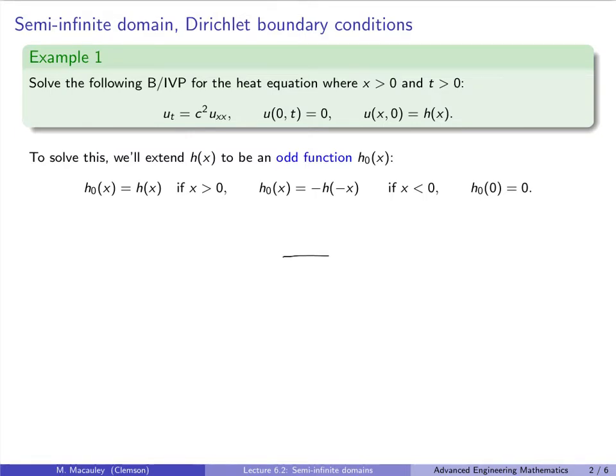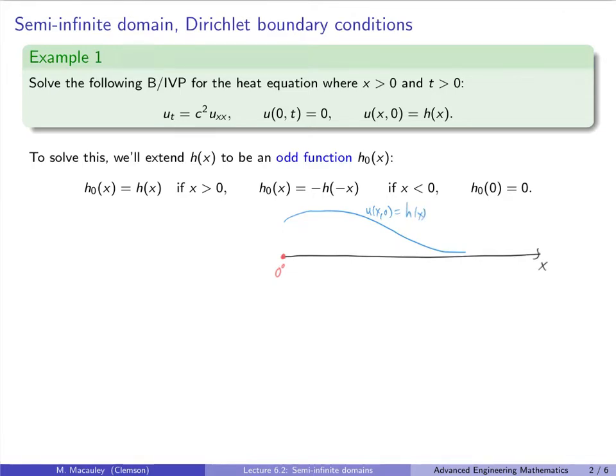Suppose we have this half-infinite bar here, and at the endpoint we have temperature fixed at 0 degrees, and let's put an initial condition on this. Let's say it's something like this. It doesn't actually have to be 0 at the endpoint because it's defined only for positive values of x. So this is u of x, 0 equals h of x.